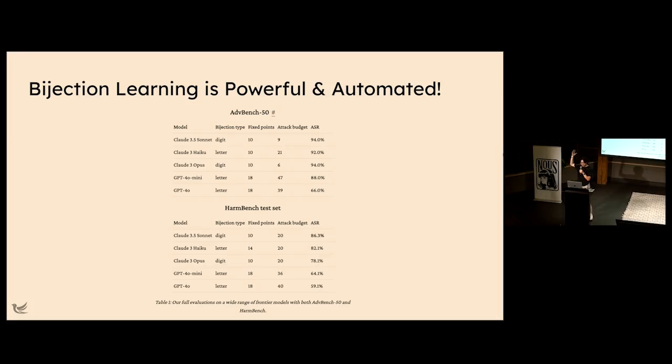OK, so bijection learning is super powerful and super automated. In fact, we can get close to 100% ASR on industry standard, or I guess I should say academic standard, data sets against the safest models. So we can get 94% ASR on Claude Sonnet, 92% on Haiku, 94% on Opus. Same is true for HarmBench, which is another big academic data set. So not surprising, I wouldn't be showing this if it didn't work. But it turns out that we can choose random bijections, and this sort of thing just always happens to work, as long as you choose the right complexity of fixed points to go after.